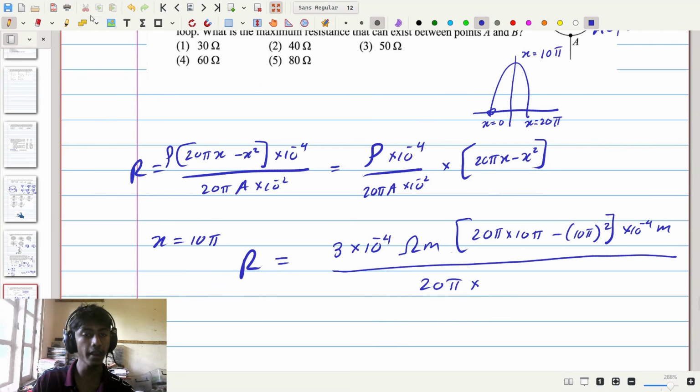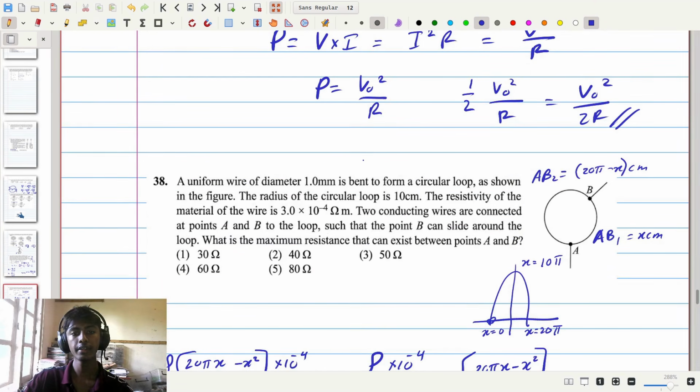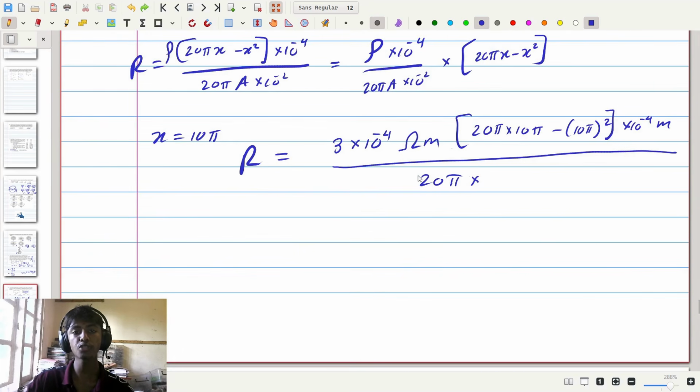A, which is equal to pi r squared, which over here, since we have 1 millimeter diameter, we have 0.5 millimeter or 5 times 10 to the minus 4 meter radius, and therefore we'll have pi r squared in terms of A, which is going to be equal to pi times 5 times 10 to the minus 4 whole thing squared meter squared times 10 to the minus 2.